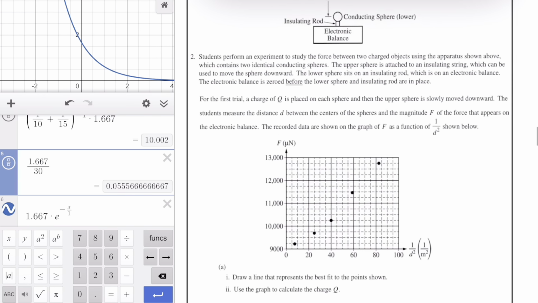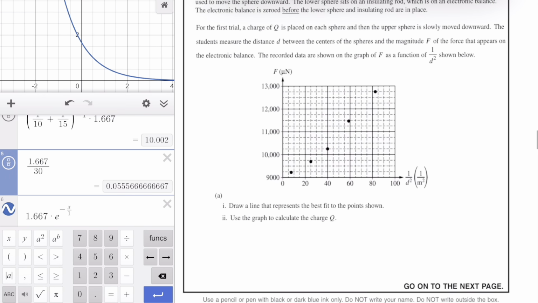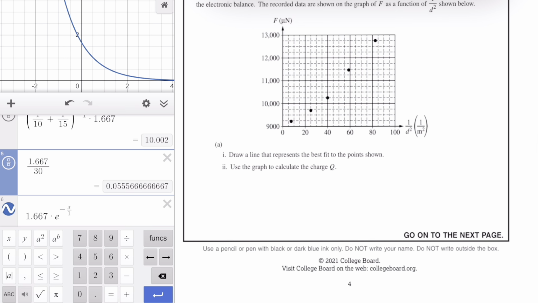So let's think about this. For the first trial, a charge of Q is placed on each sphere, and the upper sphere is slowly moved downward. The students measure the distance d between the centers and the magnitude of F that appears on the electronic balance. The recorded data are shown on the graph of F as a function of 1 over d squared. Draw a line of best fit to represent the points of data shown.